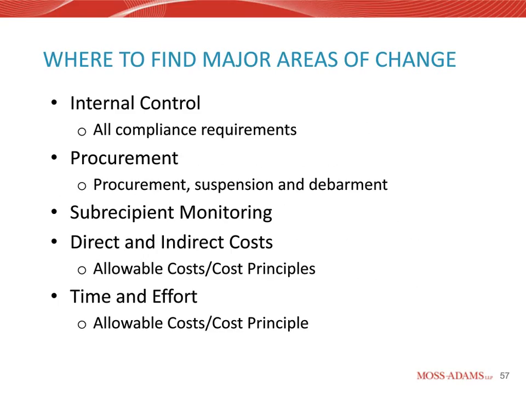Where to find major areas of change? Internal controls. While we didn't dive too much into this today, we did visit the highlights of this adjusted design. I recommend you familiarize yourself with the resources that are available. We touched on procurement and we touched on subrecipient monitoring, but we didn't talk too much about direct and indirect costs and time and effort. These are part of subpart E, which we didn't have time for, but if you visit the link we provide at the end of the presentation, you will find more information.